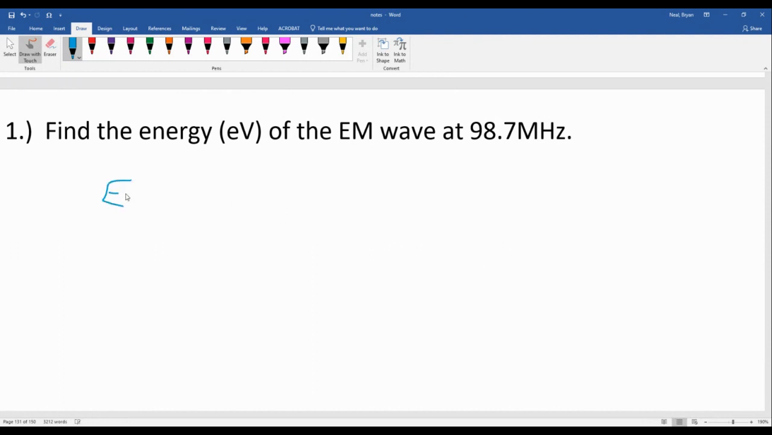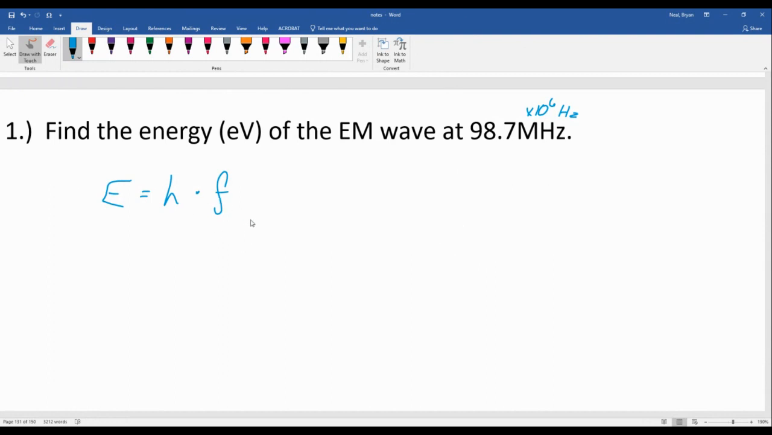If we're looking at the energy of an electromagnetic wave, or EM wave, then we need to know the frequency of that wave. And notice I've left some space here. So we have 98.7 megahertz, which means 10 to the 6, or just millions of hertz. And then this multiplies by something called Planck's constant. And so Planck's constant is represented by the letter H.